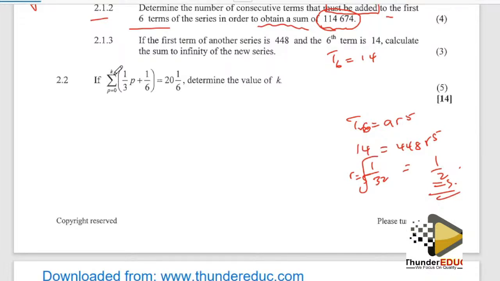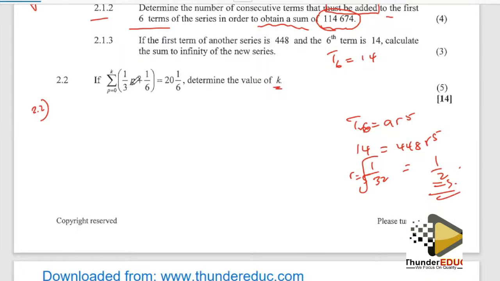2.2, if the sigma from p equal to 0 up to k of 1 over 3p plus 1 over 6 is given as 21 over 6, I want us to determine the last term. So when they talk about sigma, we're adding up. But we don't know whether this is linear or geometric, or we can find that out. So step number 1, try to replace the values of p into the expression.